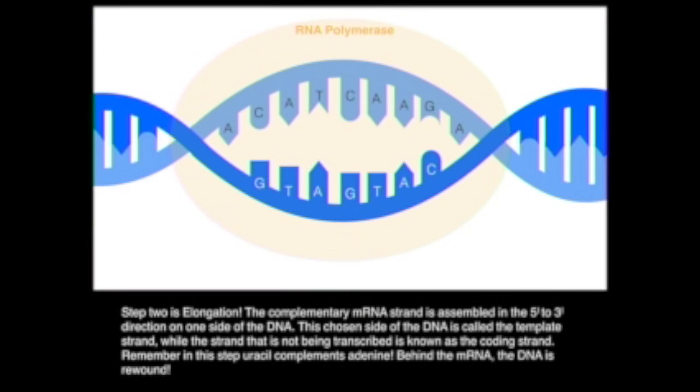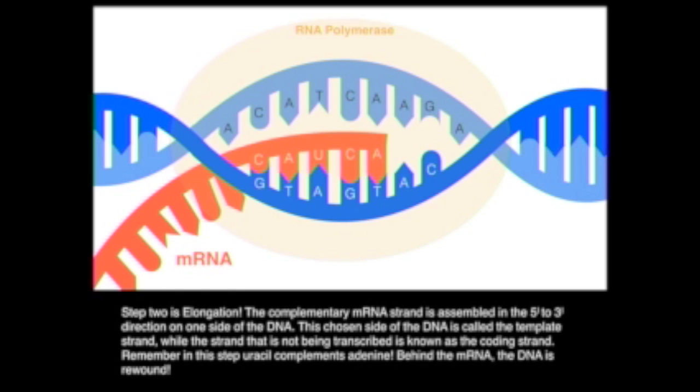Step 2 is elongation. The complementary mRNA strand is assembled in the 5' to 3' direction on one side of the DNA. This chosen side of the DNA is called the template strand, while the strand that is not being transcribed is known as the coding strand. Remember, in this step, uracil complements adenine. Behind the mRNA, the DNA is rewound.